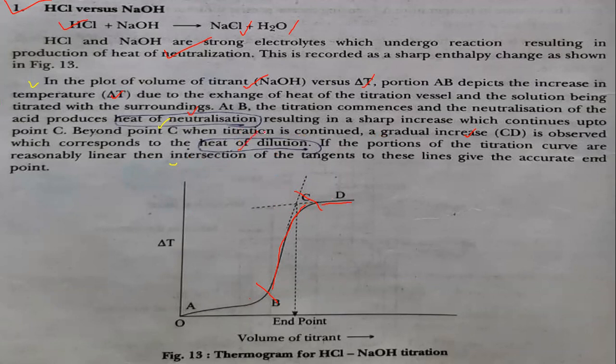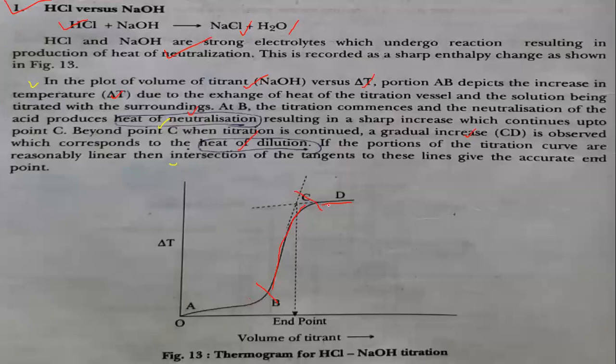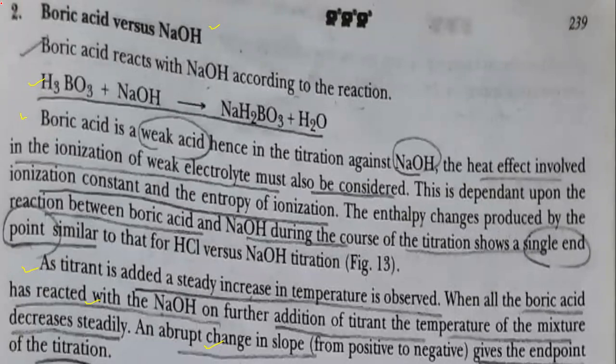If the portions of the titration curve are reasonably linear, the intersection of the tangents to these lines gives an accurate endpoint. This is the point of intersection. Plot a straight line from C to D, and plot a straight line from B to C, and the point of intersection, when you come down to the x-axis, will give the volume of titrant at the end point of the titration.